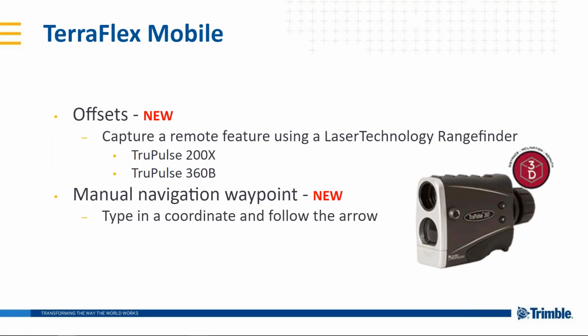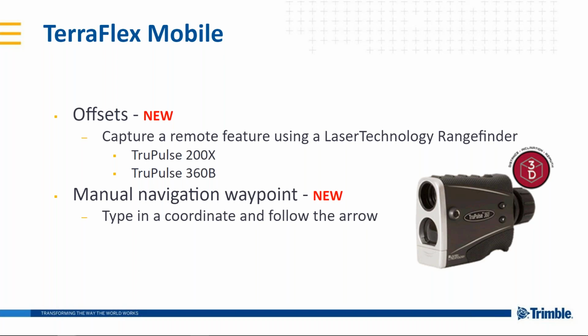The next couple of updates are specific to the TerraFlex Mobile application. We're excited about the addition of offset functionality, the ability to remotely capture a feature using a laser technology rangefinder. We support the 200X and the 360B for this workflow. We're excited about the workflow in addition because we've made it what we're calling an adaptive offset method. So it's very easy. It's a step-by-step process for the field user to capture good quality data and offsets. And I'll walk you through that here shortly as well.